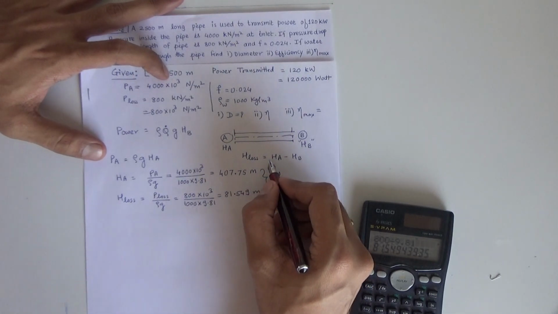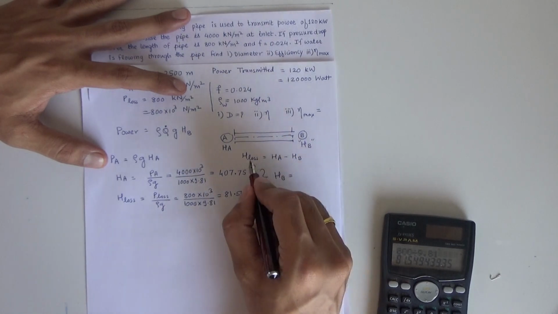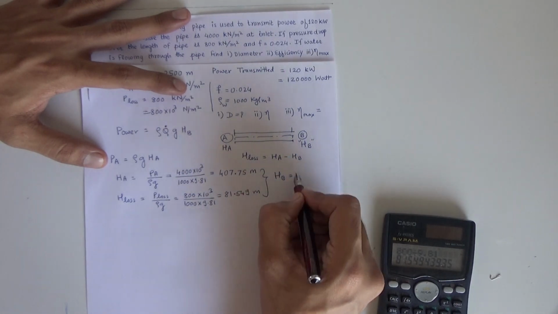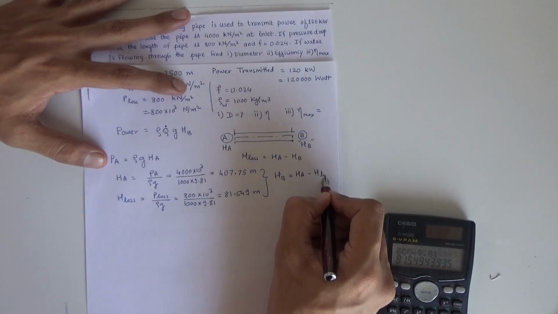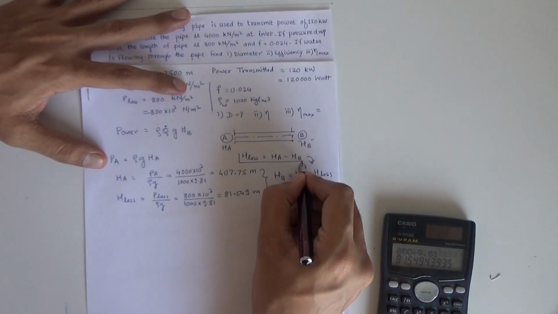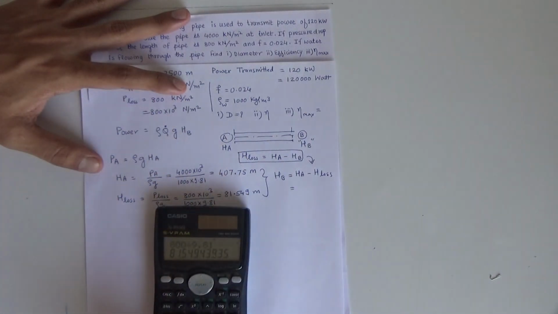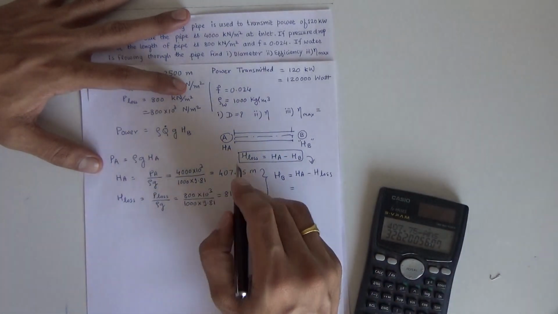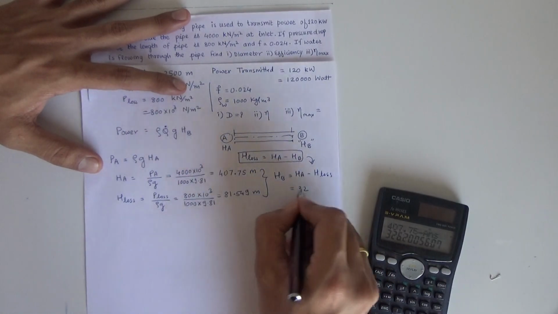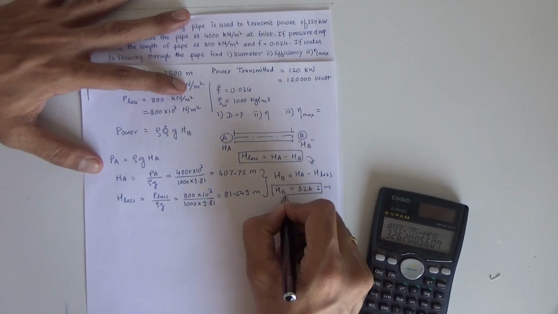So here I have written this. HB will be HA minus H loss. So the difference of them is the HB. From here we got this. HA is 407.75 minus 81.54, that is 326.2 meter. So this is the head available at section B, and that is nothing but the power available.